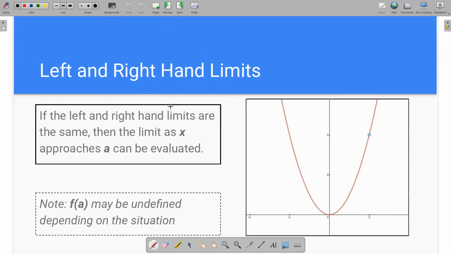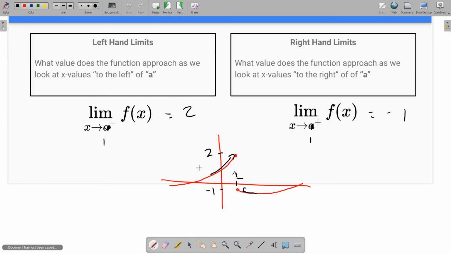So if the left and right hand limits are the same, then the limit as x approaches a can be evaluated. That's sort of what I was saying here: in order for you to evaluate your limit, you need to have an equal left hand and an equal right hand limit.